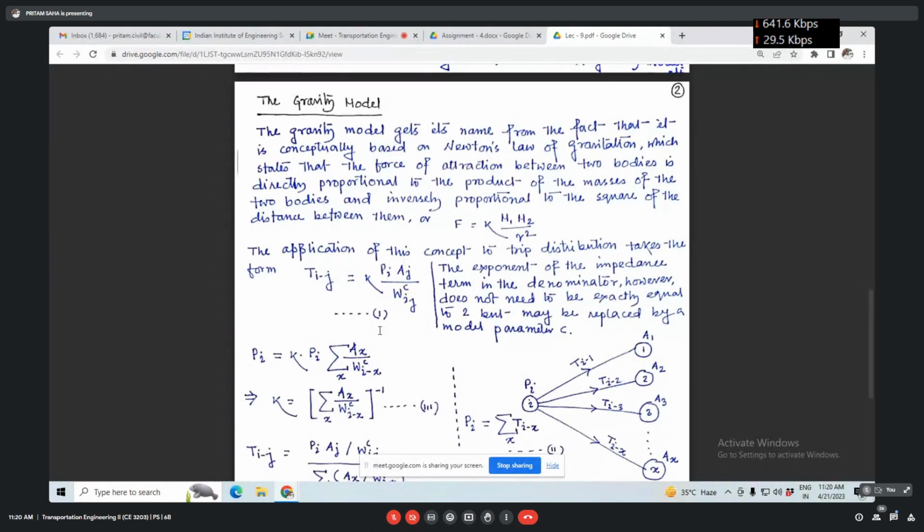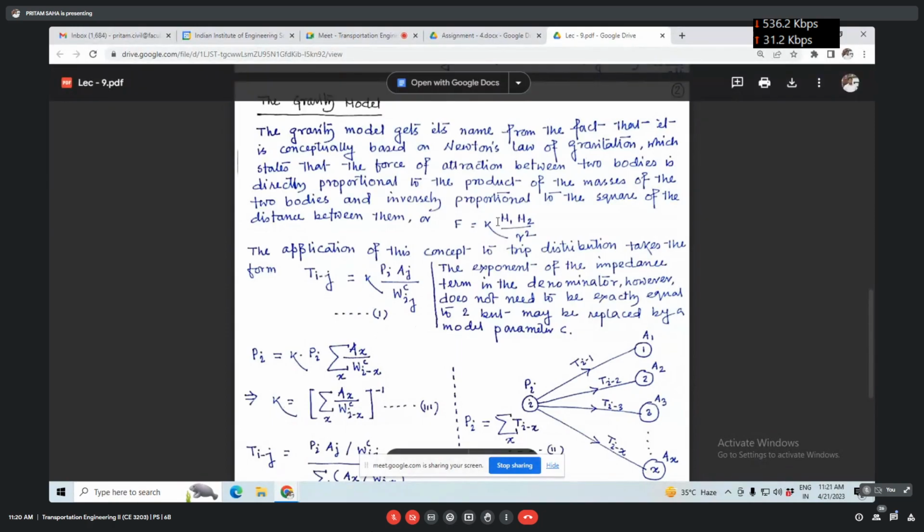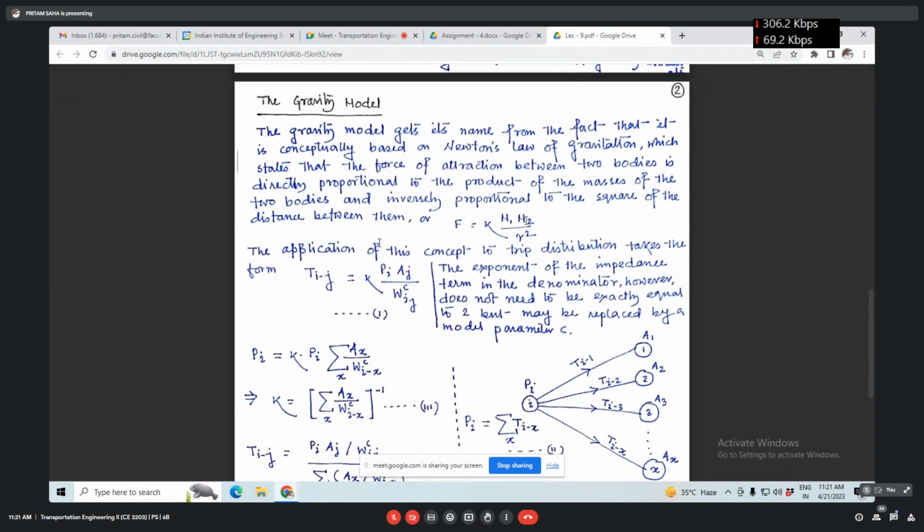Okay. We are going to apply the same concept in trip distribution while making the trip distribution model. In place of M1 and in place of M2, we are going to consider production and attraction. You can see that in place of M1 and M2, we have taken production and attraction. Okay, trip interchange will be there only if there are production of trips and attraction of trips. If you don't have production and if you don't have attraction, there is no possibility of having trip interchange.